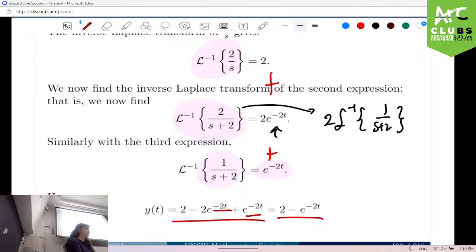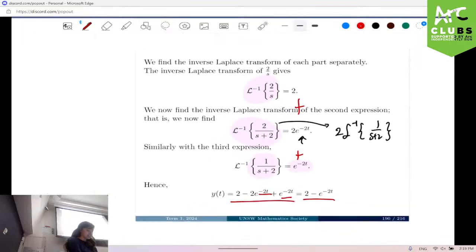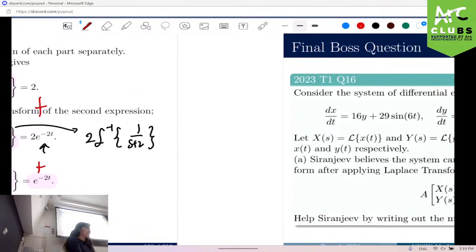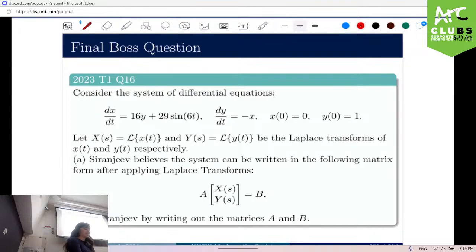everybody understand so far? Okay, so that is actually all that we have to do with Laplace transform. But it's university maths. They're not just gonna give us one very nice problem. We have a final boss problem to tackle. I'm pretty sure everyone in this room is very familiar with this question, and we're gonna see how Laplace transform is actually used in the exam.